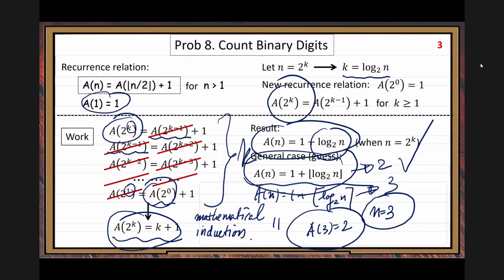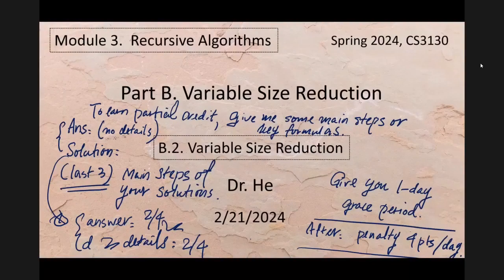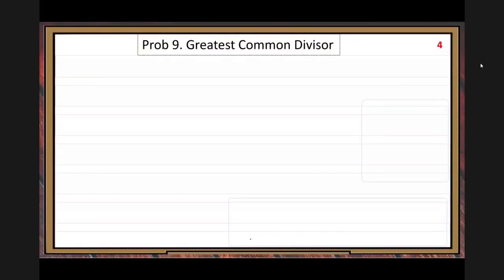All right, let's move to the next topic. B.2, variable size reduction. It is another special type of problem size reduction approach in the general problem solving method, a small subcategory called variable size reduction. So let's look at our computing problem. Problem 9, greatest common divisor. It looks pretty easy, and you did it before, but here let's do it in a different way.